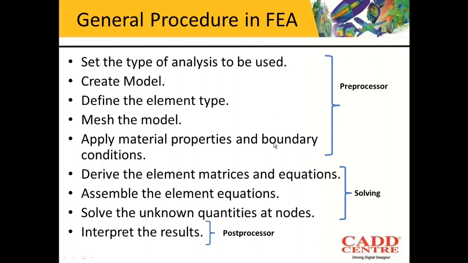Now further, these steps are divided into three main categories, that is pre-processor, solving and post-processor. If you see, from defining the type of analysis to application of boundary conditions, this complete stage is called the pre-processor. After that, creation of equations and solving the equations all come under the solving stage, and finally checking the results or interpreting the results comes under post-processor. So these are the three stages that are involved in FEA.